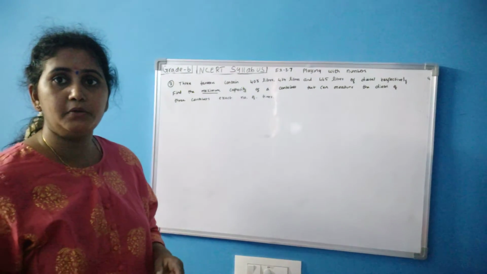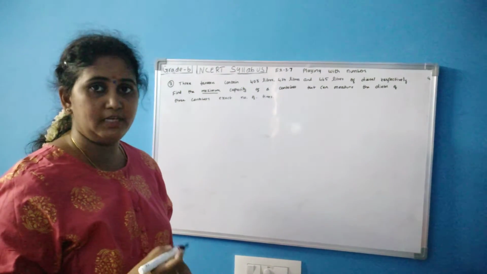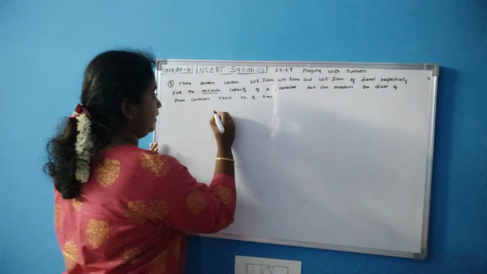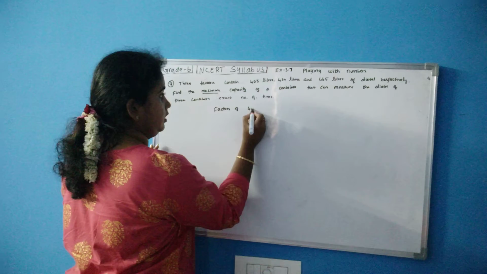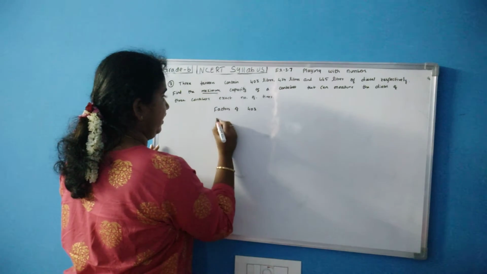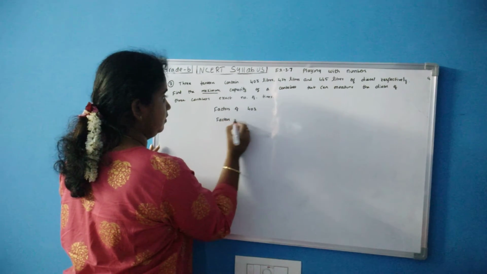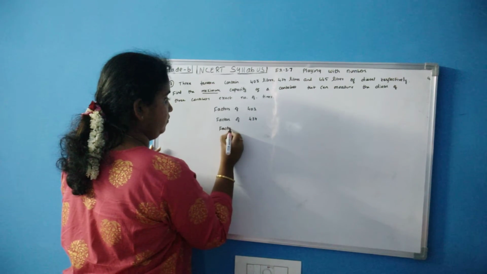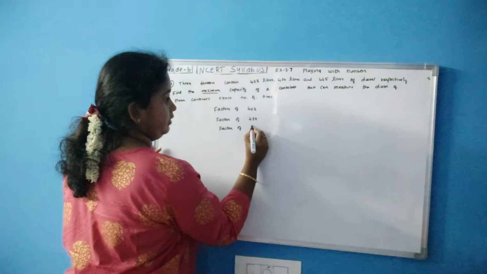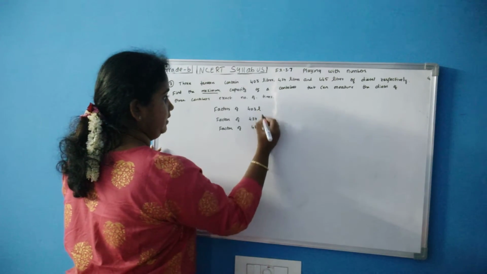So what you have to do? You have to find the HCF of the three given numbers. So HCF is nothing but I am going to find the factors of 403, factors of 434, factors of 465 liters. I am writing and keeping.